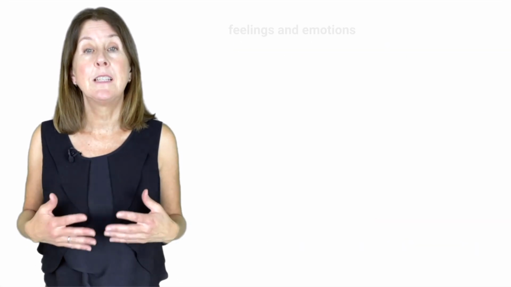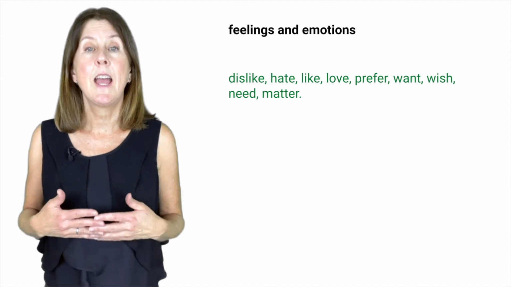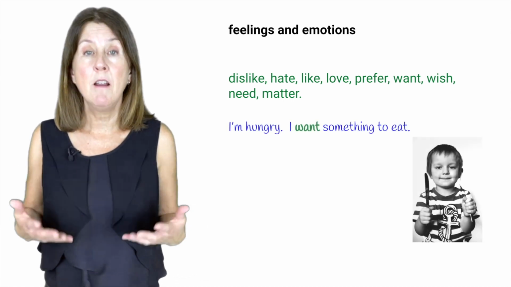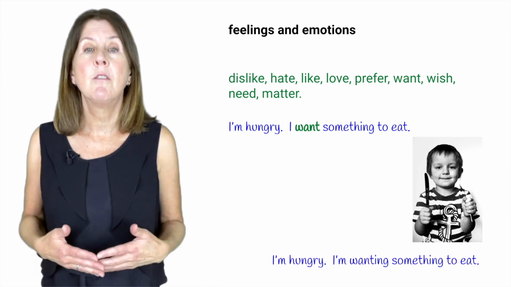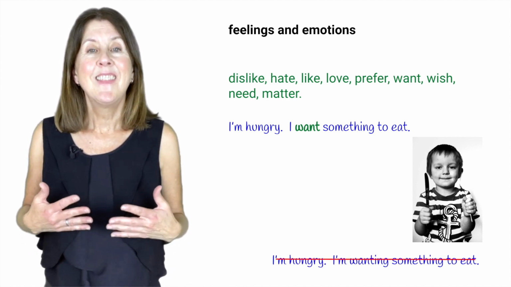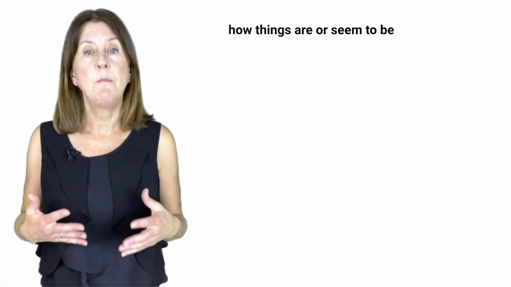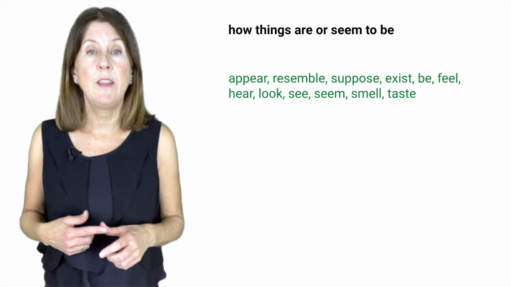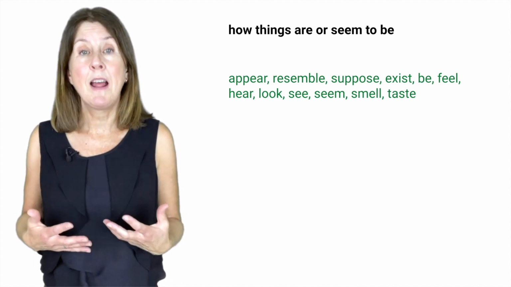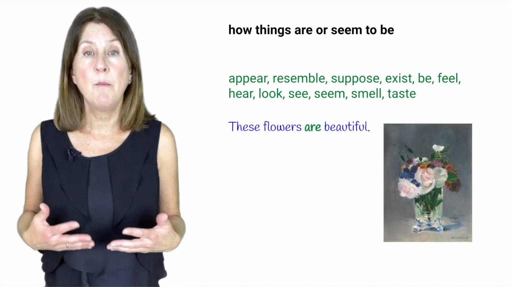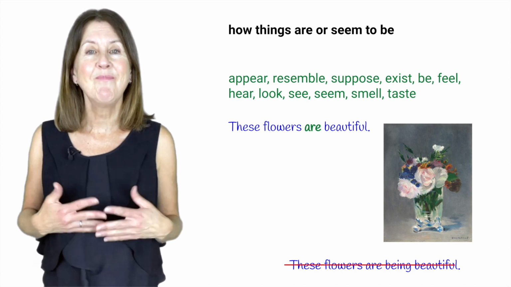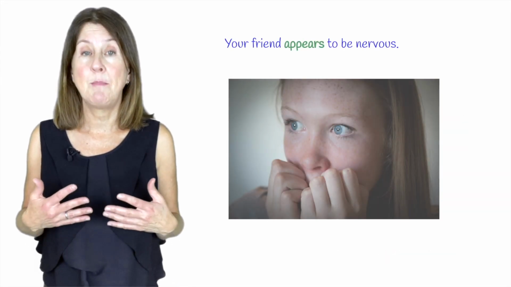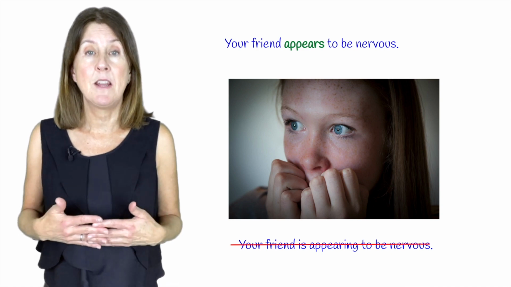Stative verbs are used with feelings and emotions also, such as dislike, hate, like, love, prefer, want, wish, need, and matter. So you say, I'm hungry, I want something to eat, not I'm hungry, I'm wanting something to eat. They are also used to describe how things are or seem to be. So verbs such as appear, resemble, suppose, exist, be, feel, hear, look, see, seem, smell and taste. For example, these flowers are beautiful, not the flowers are being beautiful. Everything seems fine, not everything is seeming fine. Also, your friend appears to be nervous and not your friend is appearing to be nervous.